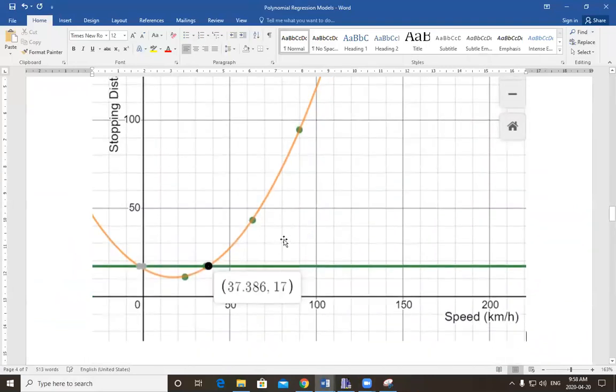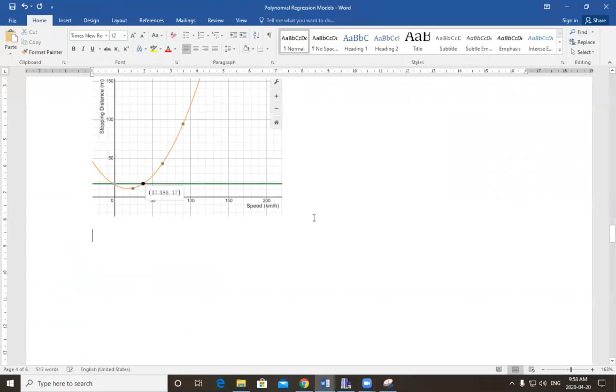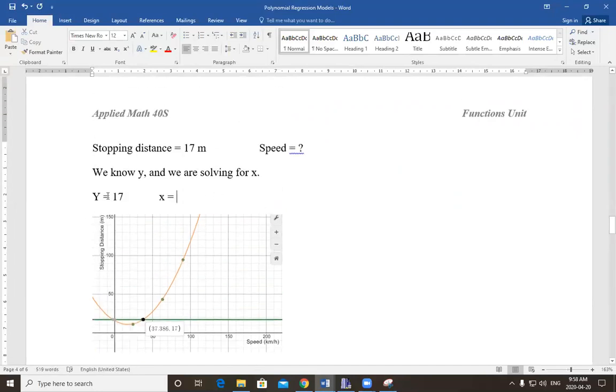Plug that in Desmos. And the minimum speed would be 37.39 kilometers per hour. Make sure that we round and make sure that we have units. That's how we would solve that. So 17 was y, x was 37.386.